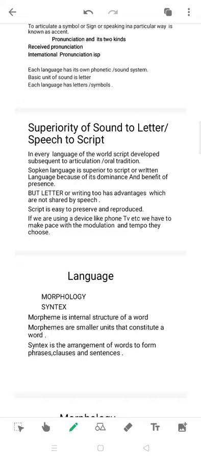In every language of the world, script developed subsequent to articulation or oral tradition. So you have to mark this point that oral tradition came first, because so far as writing is concerned, for this you need sophistication, you need development, you need material for writing, you need pen, you need paper, you need manuscript and all. But these things develop with the passage of time. But oral articulation you learn very early. So we can say that script comes later and the oral or verbal tradition comes first.